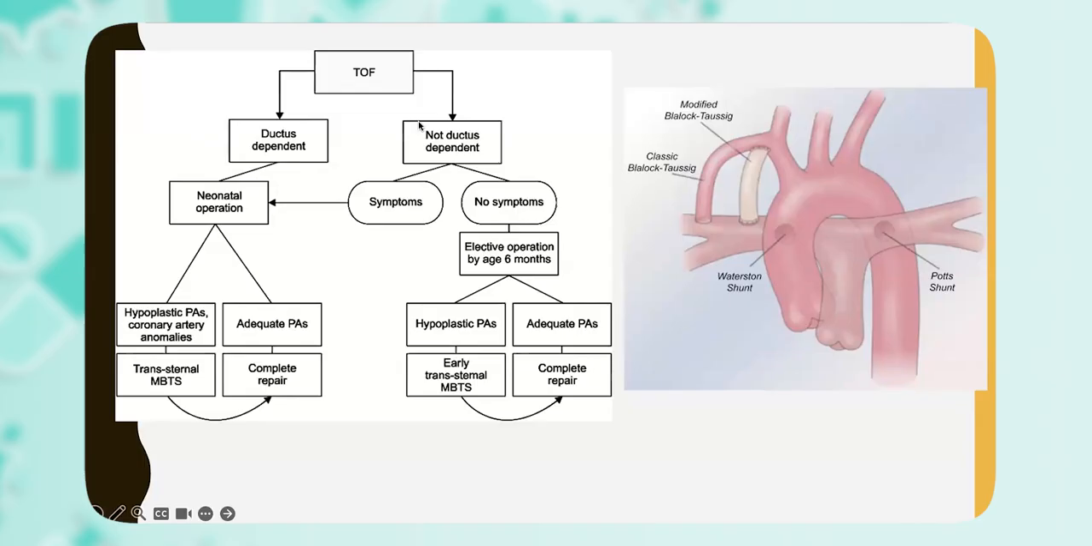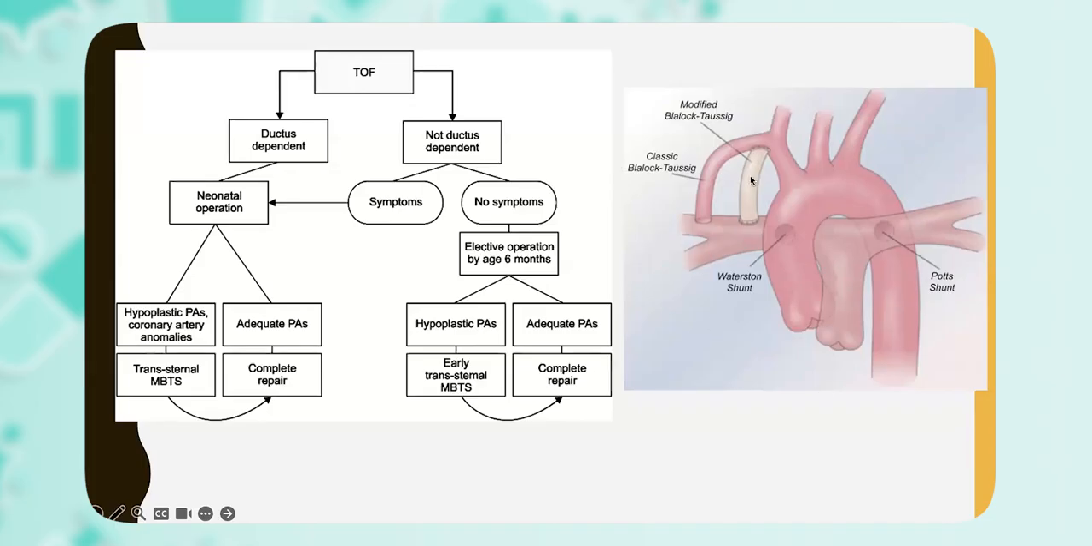If the patient is not ductus dependent, then we can wait. If the child is symptomatic, again go for neonatal operation. But if no symptoms are there, just a little bit of hypoxia on your pulse oximeter, just a little bit of cyanosis, but no symptoms, then elective operation has to be done by 6 months of age. Any elective operation has to be done for adults too. Even if you find a 15-year-old who has TOF, you have to send the patient to CTVS for surgery.